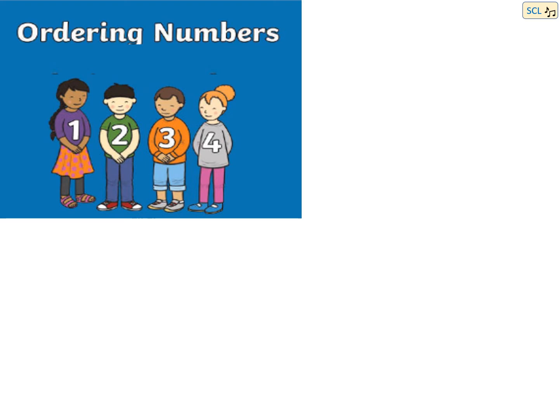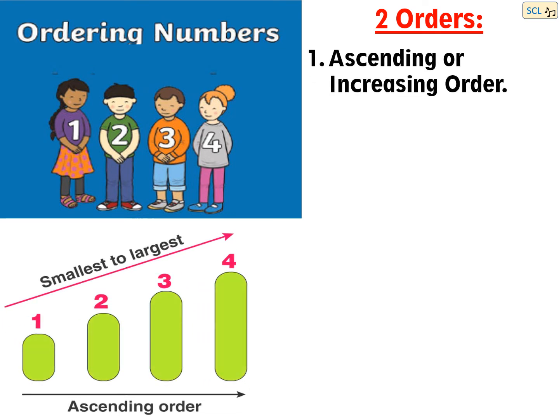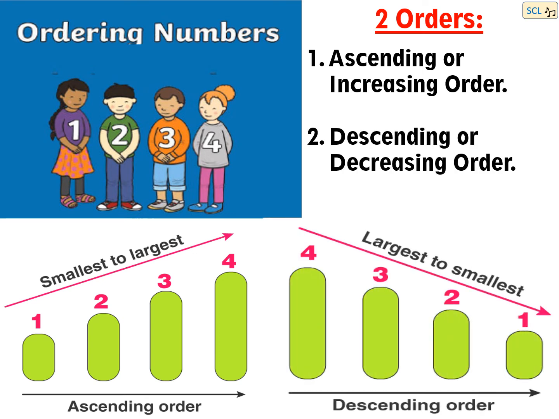The next concept which we will learn today is how to order numbers. Ordering is required when we have more than two numbers to compare. Ordering is also of two types. First is ascending order, or increasing order. That means from the smallest number we will go till the largest number. Another one is descending order, or decreasing order, where we start from the largest number and we go till the smallest number.